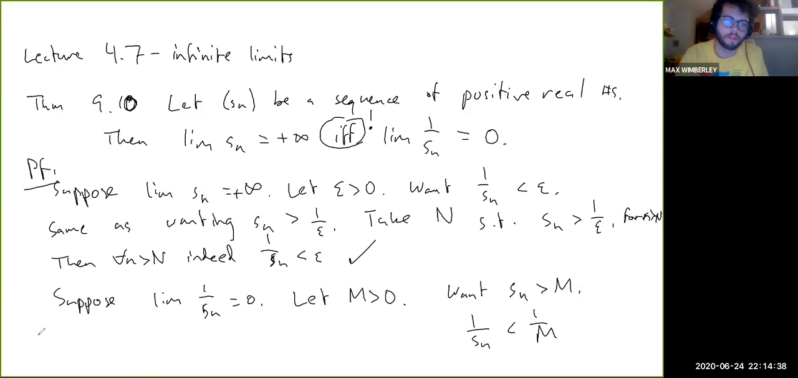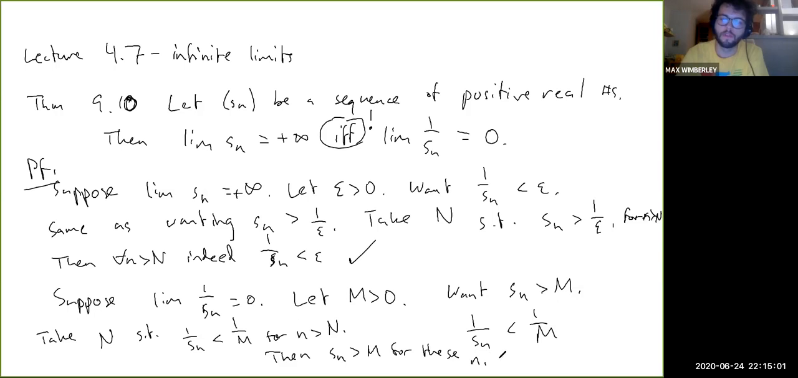So take capital N such that 1 over Sn is less than 1 over m for n bigger than capital N. Then Sn is bigger than m for these n. So that's it. Hopefully that wasn't too much of a slog. There were a lot of theorems in this lecture, but in the next lecture, we'll move into monotonic sequences, which is pretty cool. And I'll see you then.